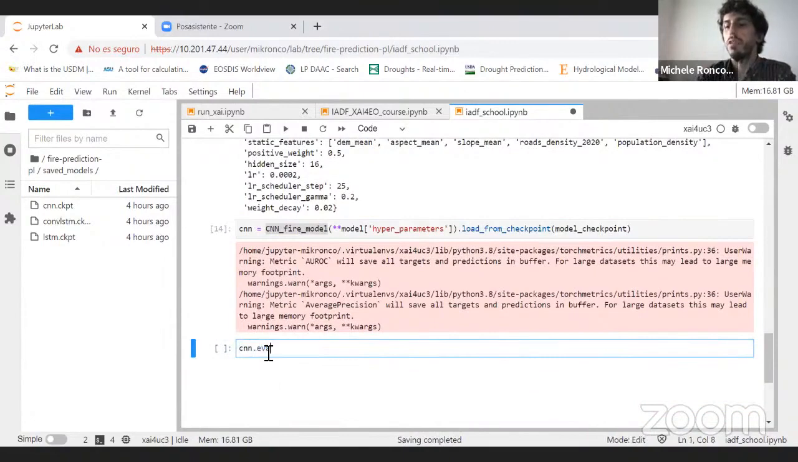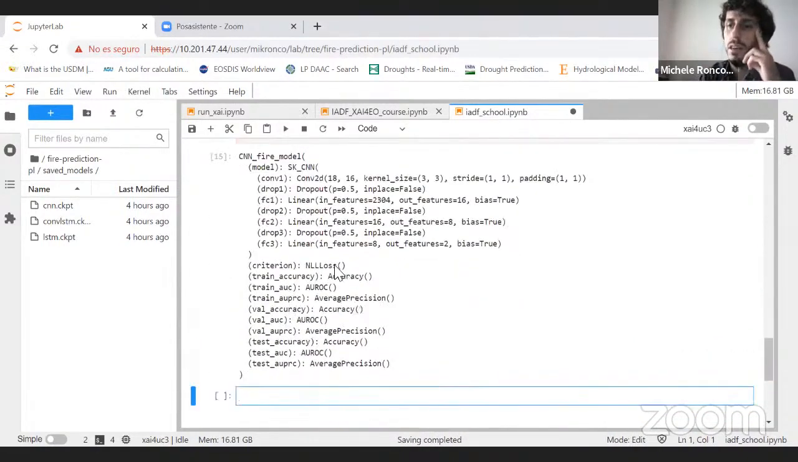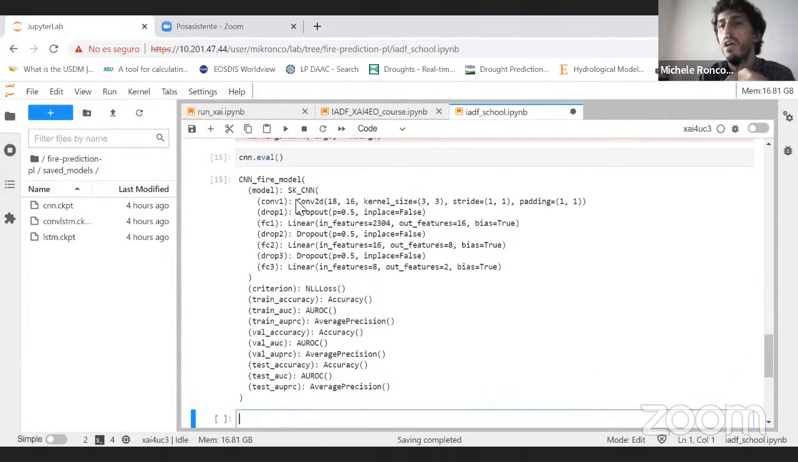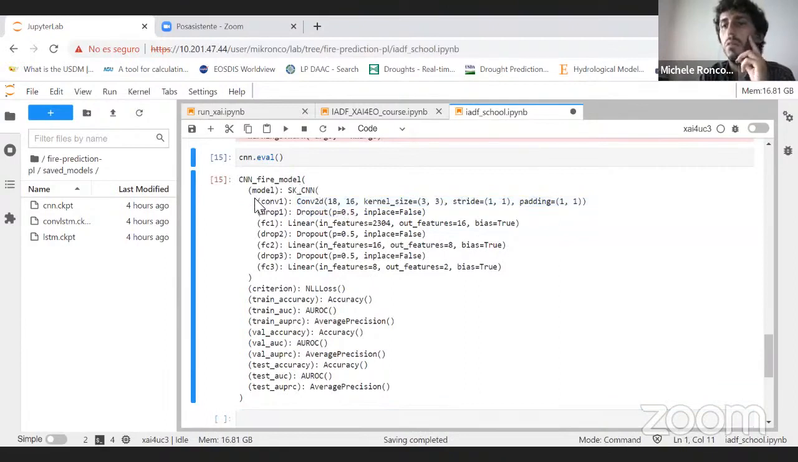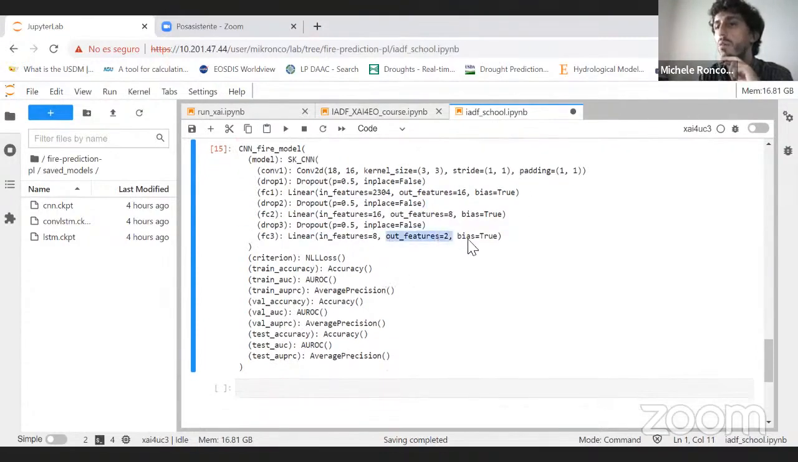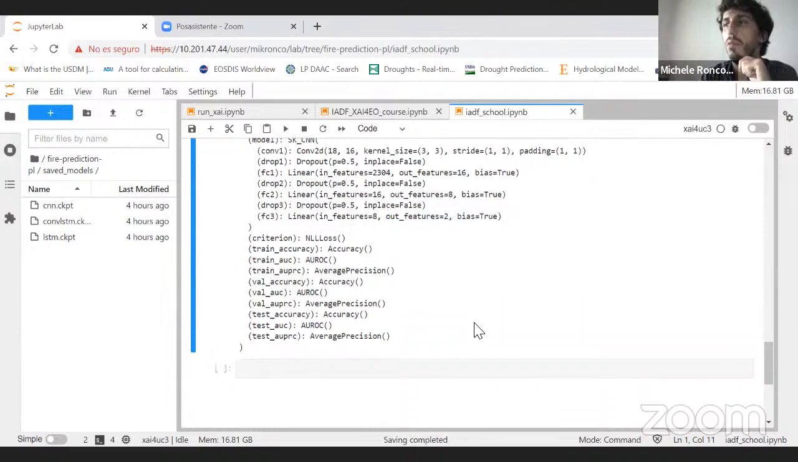And here we can call the eval function, which essentially tells us also what is the architecture of this model. So in this case, it was a very simple convolutional neural network with just one block. It takes the input channels, the features, then the output channels, the kernel size as usual. There is a dropout, which is applied after the first convolutional layer. Then there is a fully connected layer, dropout again, a second fully connected layer, another fully connected layer, dropout. And then the final one with the two output features, which are the two classes, so burn or not burn. So it predicts whether a given pixel will burn or not.